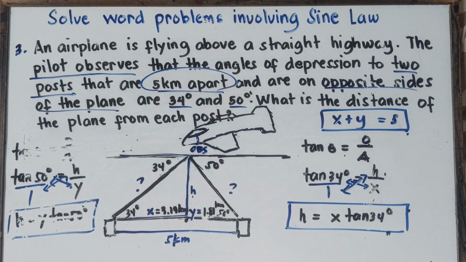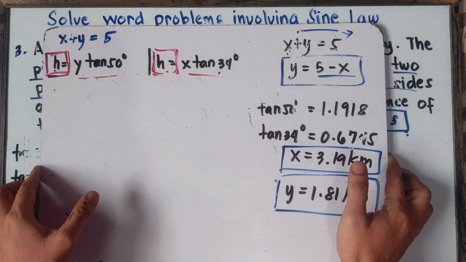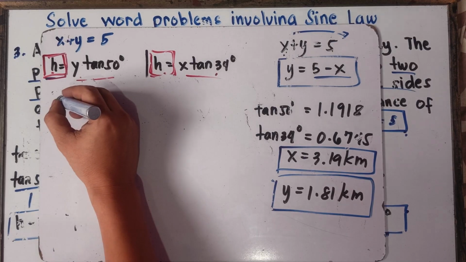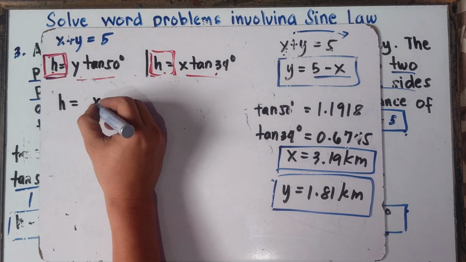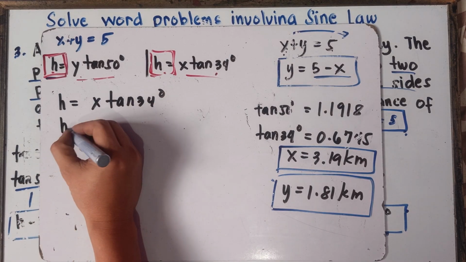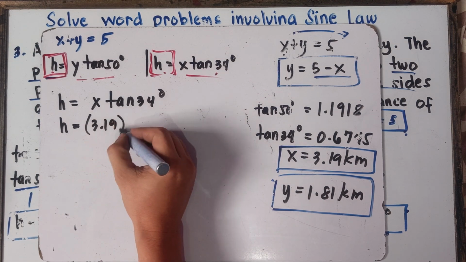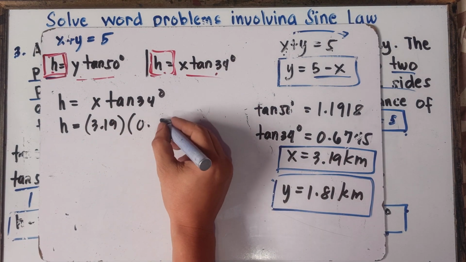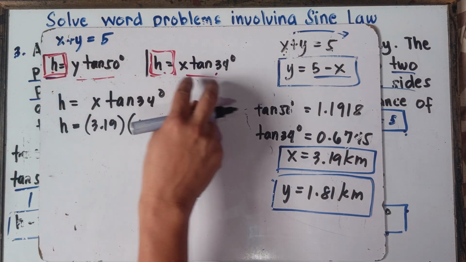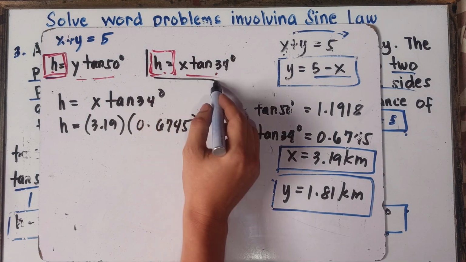Alright, so next step, class, is we need to find h. To find h, class, we can just simply substitute this one. You can use this one or this one. So let's have this one, class, h. H is equal to x tangent 34 degrees. Alright, so h is equal to the value of x, that will be 3.19, multiplied by tangent 34 degrees, we have 0.6745. So once again, class, you can use this one or this one. It's either of these two, class. It's up to you, class. Which do you prefer? So let me just use this one.